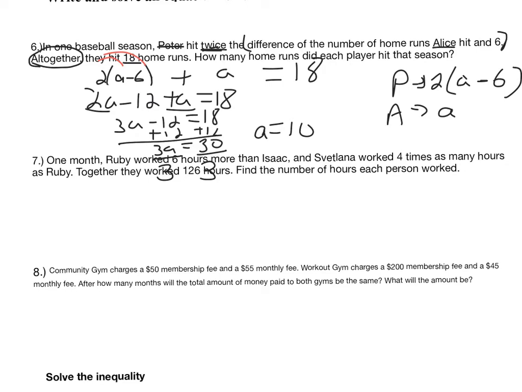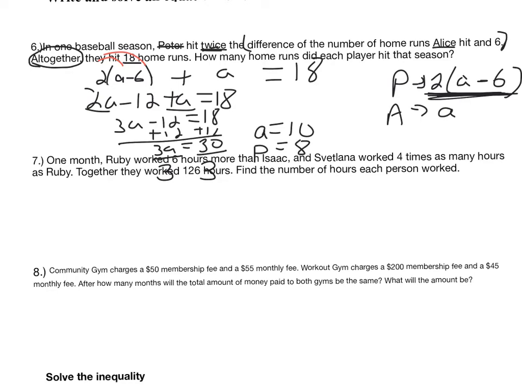That's how many home runs Alice hit, but it's telling us to find how many home runs each player hit. So if we're looking for Peter, we could either plug 10 into this expression, or we could just think, well, if altogether they hit 18 and Alice hit 10, that means Peter hit 18 minus 10, which is 8.